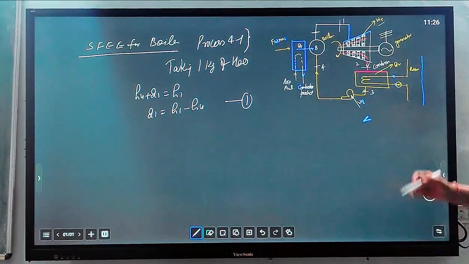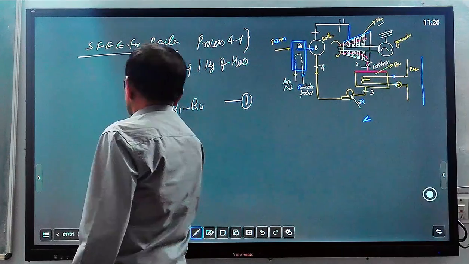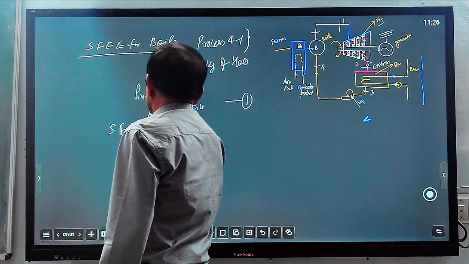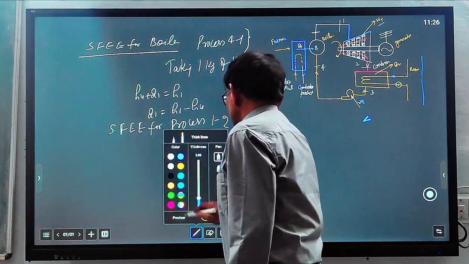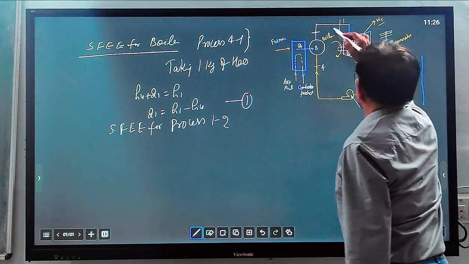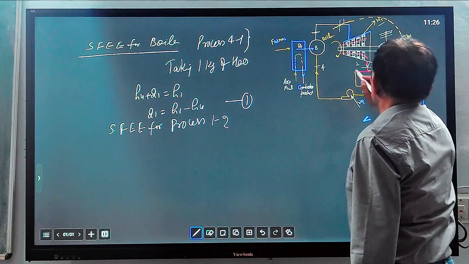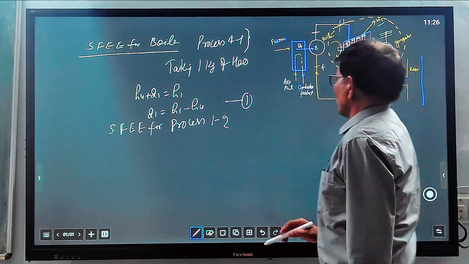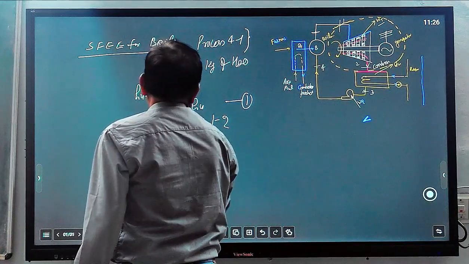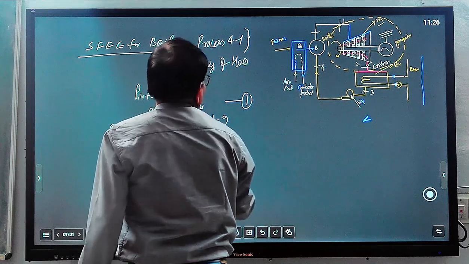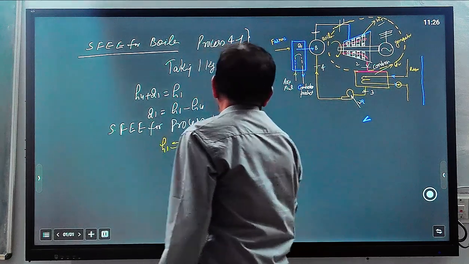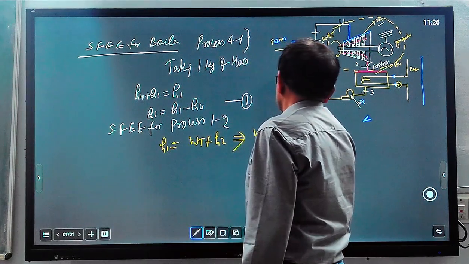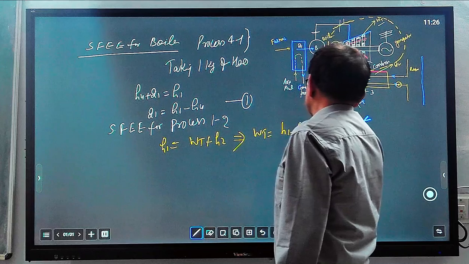Again applying the steady flow energy equation for process 1 to 2. Here H1 equals WT plus H2. So here you get WT equals H1 minus H2.